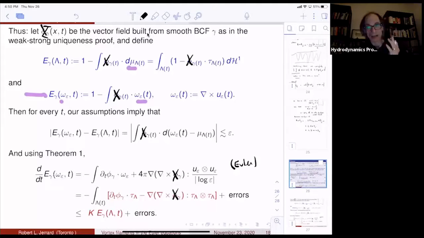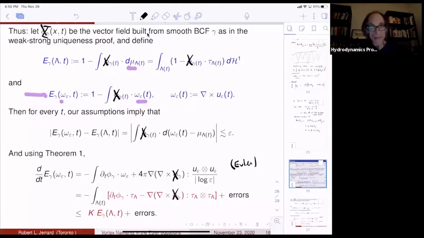And again, I've tacitly rescaled time in a certain way. I've rescaled time to make this factor of 4 pi over log epsilon appear in the Euler equations on the right hand side of this first identity.